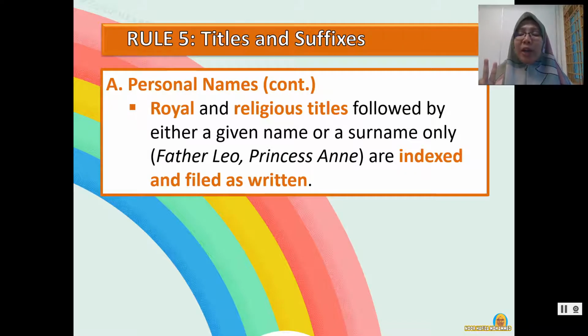When you have 2 units, you need to index as written. For example, Queen Elizabeth: Queen will be the first unit, Elizabeth will be the second unit. However, when you have more than 2, for example, Prince Almond Roland, you need to index Almond Roland Prince. You cannot index as written. I'm going to give you examples after this.